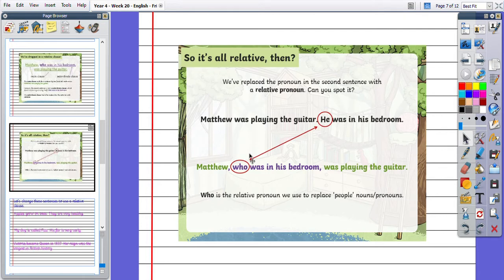Okay, so if we're having a look at our two basic sentences again, we've replaced the word he with the word who. Okay, so we've made this a subordinate clause because now it doesn't make sense by itself. So we've popped that extra sentence into the middle of our sentence to say Matthew, who was in his bedroom, was playing the guitar, and it's surrounded by commas.